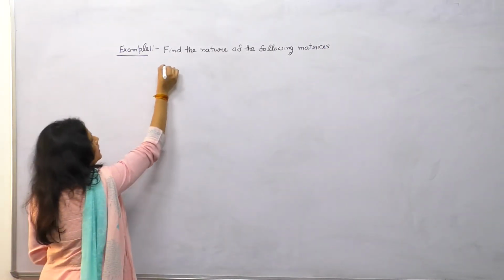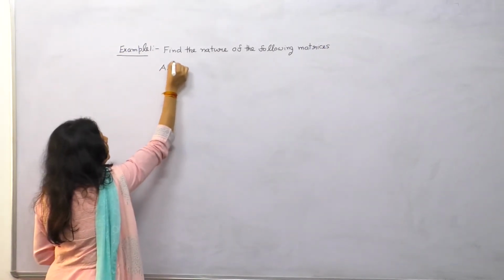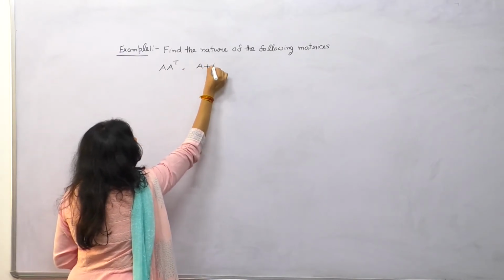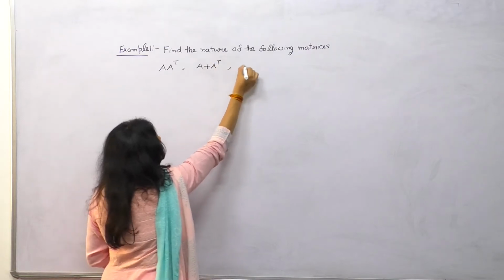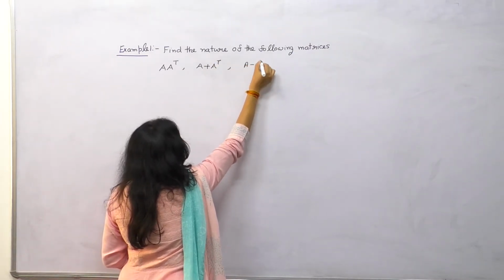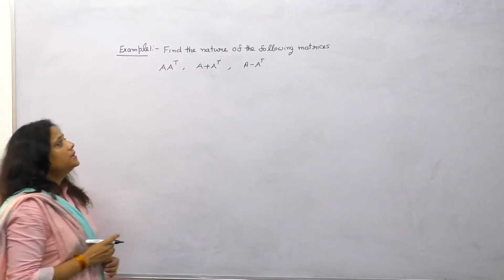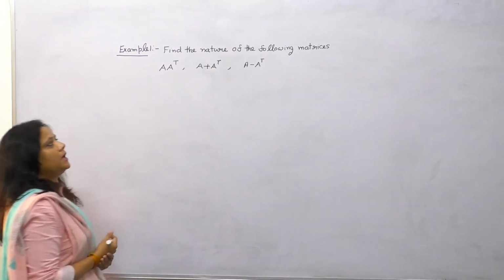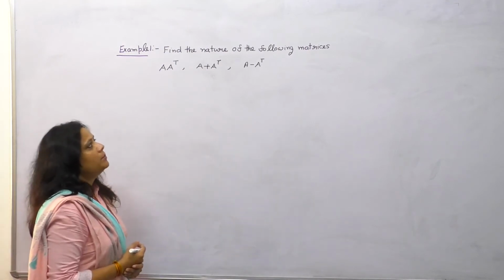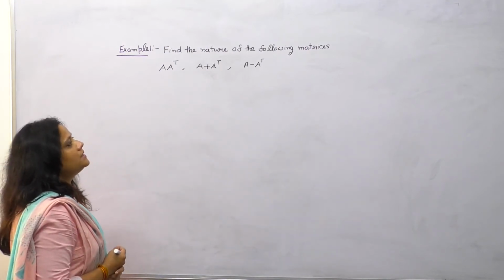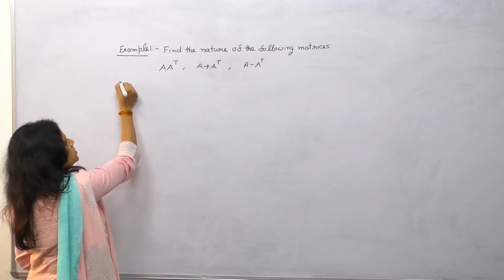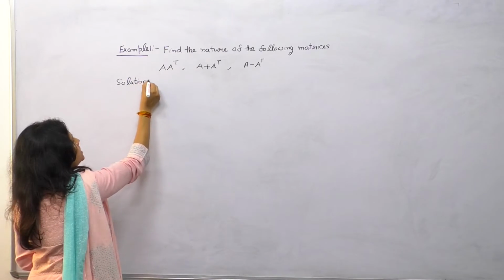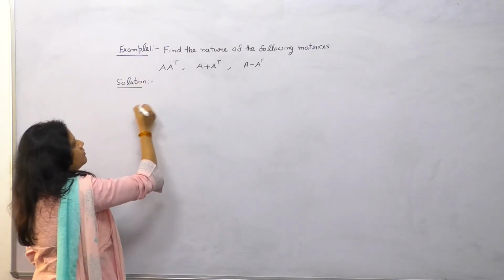The matrices are A A transpose, A plus A transpose, and A minus A transpose. Find the nature of the following matrices. The first is A A transpose, second is A plus A transpose, third is A minus A transpose. So, solution: what is the nature of such a matrix?